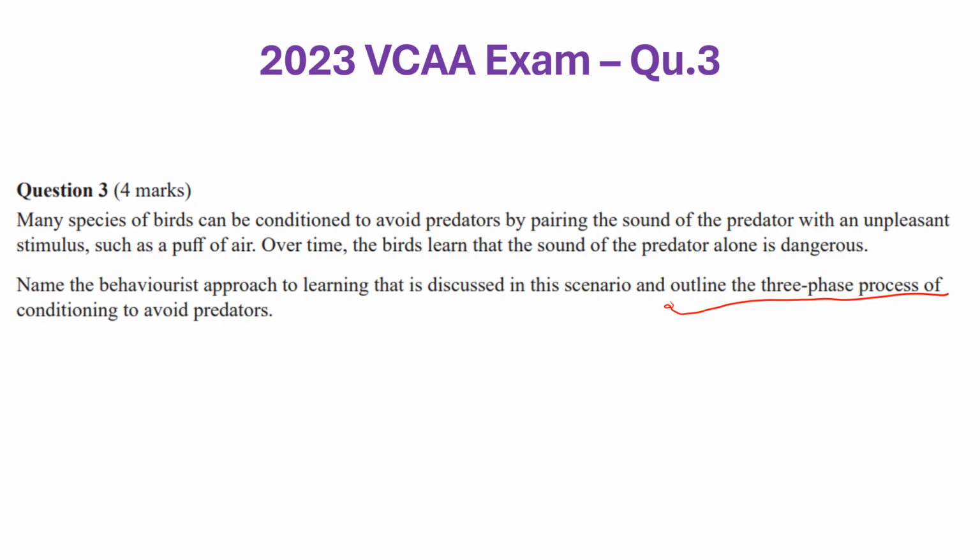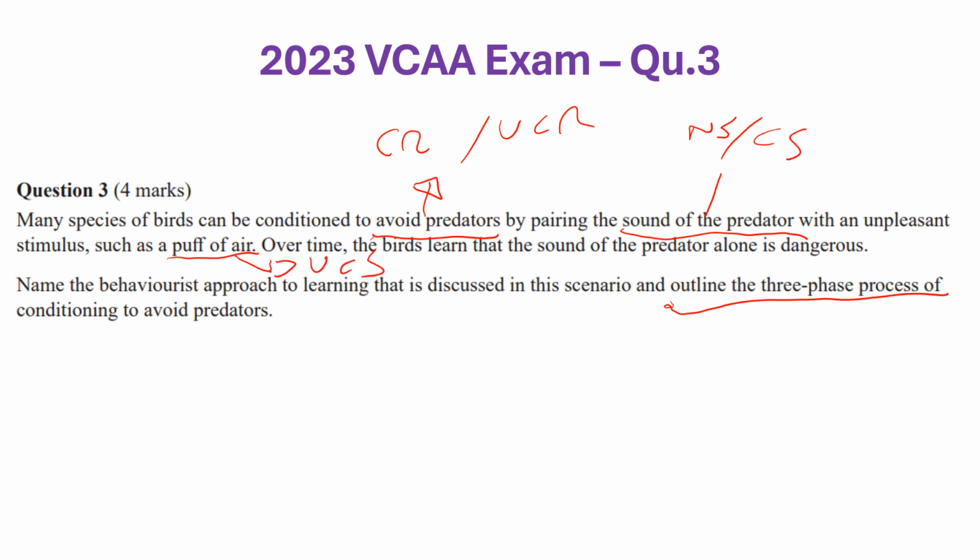So if we go to the start of the question, many species of birds can be conditioned to avoid predators. So that's our CR, and we're going to need to be a little bit creative in terms of our UCR, which we'll get to a bit later. It's asking us to pair the sound of the predator, so that's our NS, and our CS, before conditioning, post conditioning, with an unpleasant stimulus such as a puff of air, so that is our UCS, so that the birds can learn that the sound of the predator alone is dangerous. So we're going to need to be a little bit creative with our UCR.